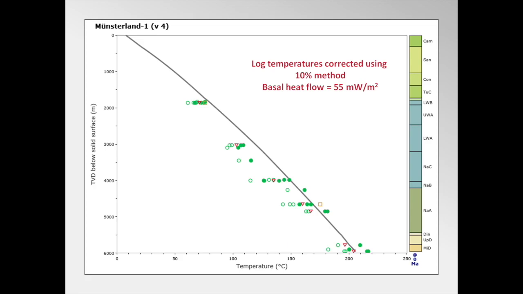Corrections are generally smaller than with the MYMX-DK method, and true temperatures are therefore lower. In this case, the profile is fit using a basal heat flow of 55 milliwatts per square meter, which is a bit lower than the 58 milliwatts required for the MYMX-DK method.